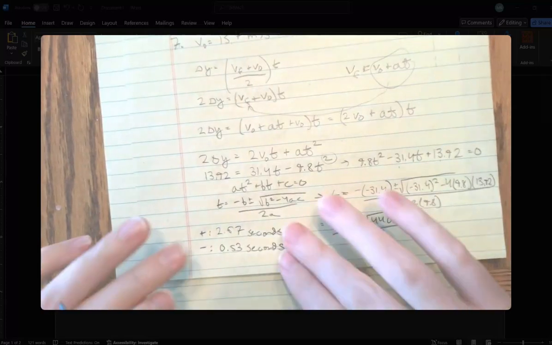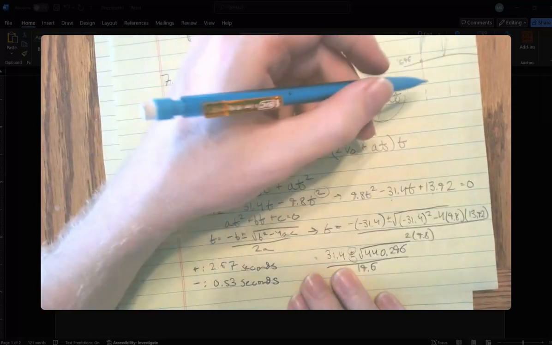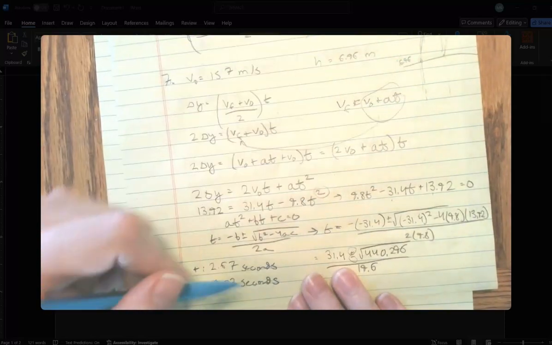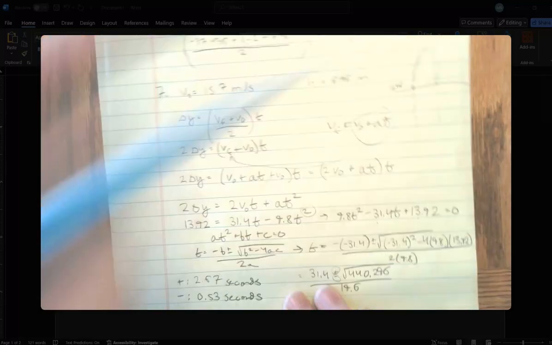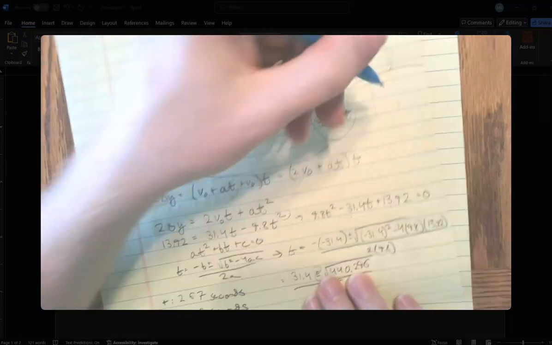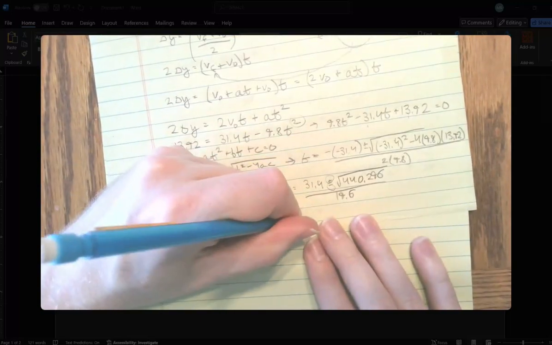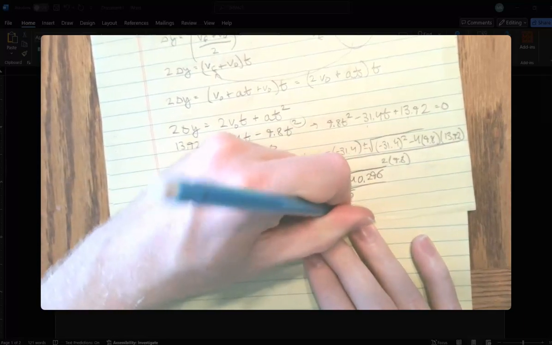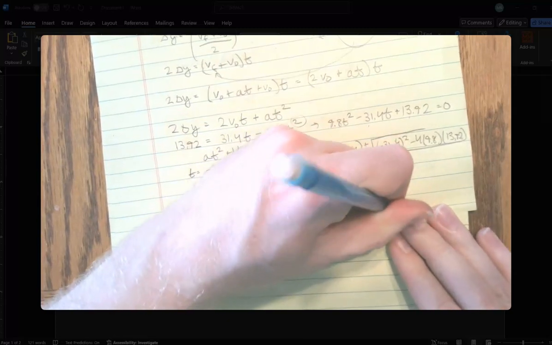These represent the 2 times at which it passes 6.96. So 0.53 is the time at which it passes on the way up, and 2.67 is the time it passes on the way down. Then to find this distance here, you just subtract the 2 from each other. So we have 2.67 minus 0.53, which is going to be 2.14 seconds.